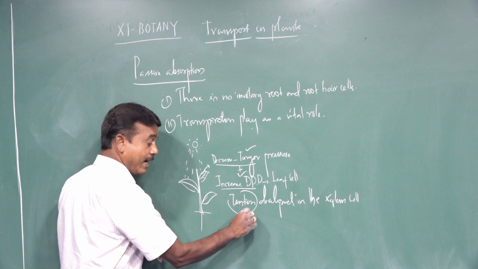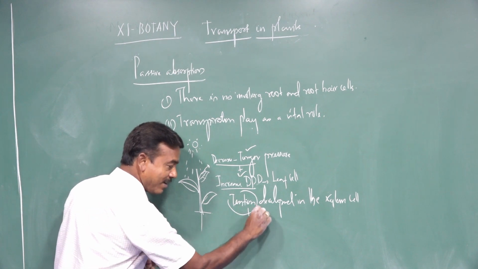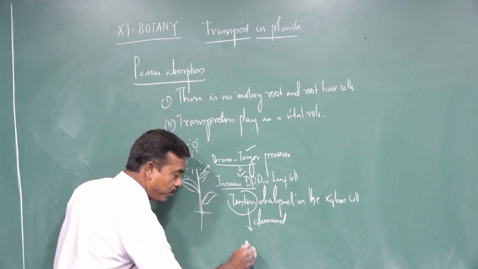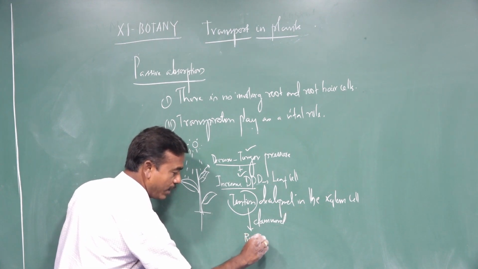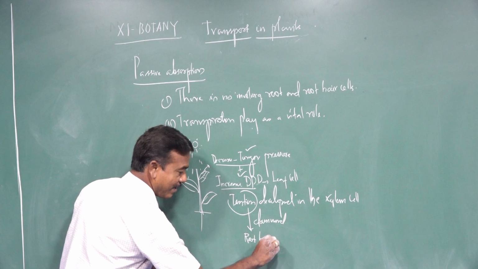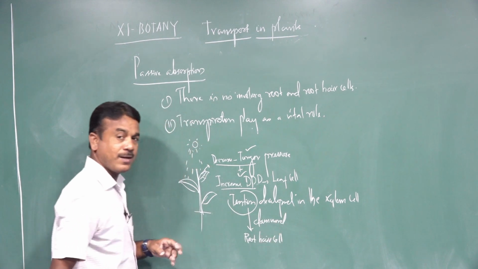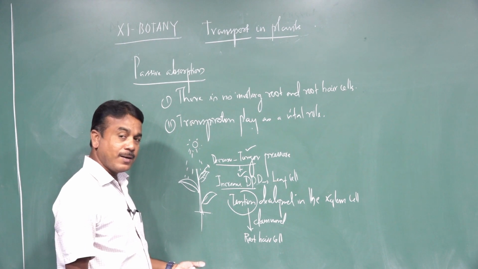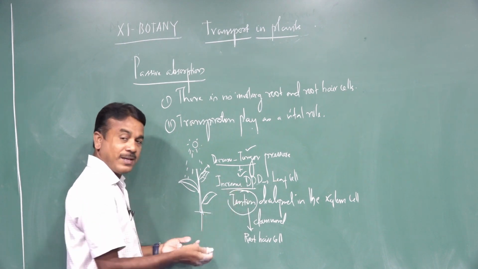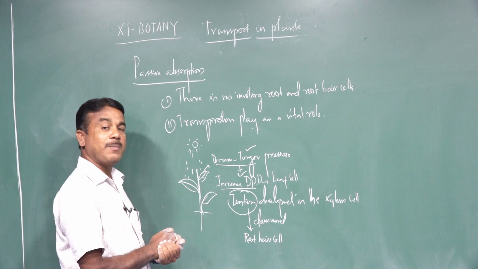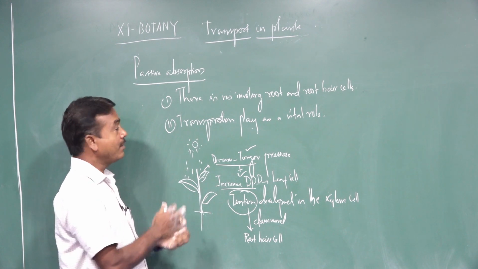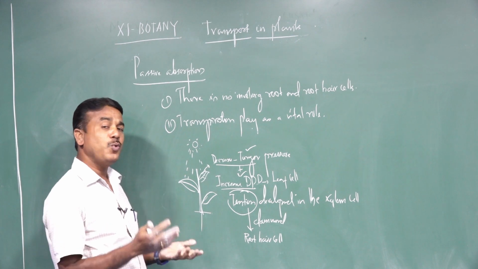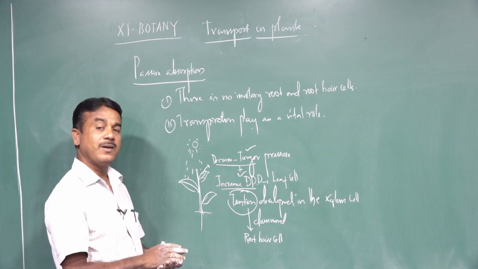That tension can move downwards up to the root hair cell. That's why, with the help of tension, the root and root hair cell uptake water and mineral salt. That is commonly called passive absorption. So there is no need for any energy.